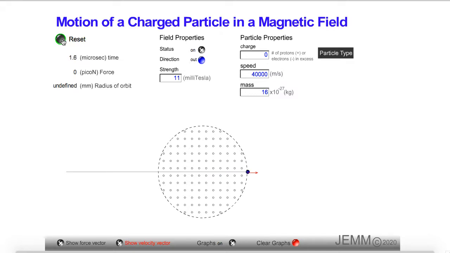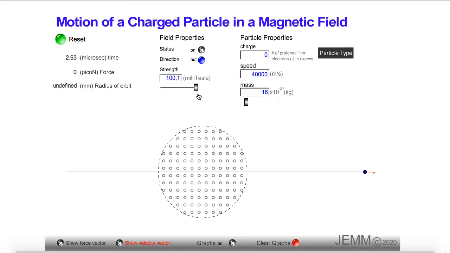Well, notice nothing happens. Nothing at all happens. Let's turn up the magnetic field strength. Again, nothing happens. So the take-home message: if it's a neutral particle, then a magnetic field cannot influence it.